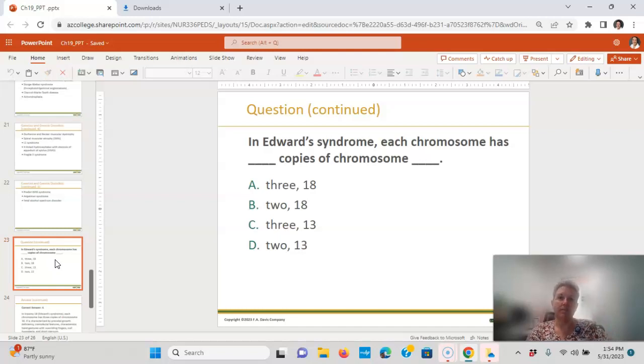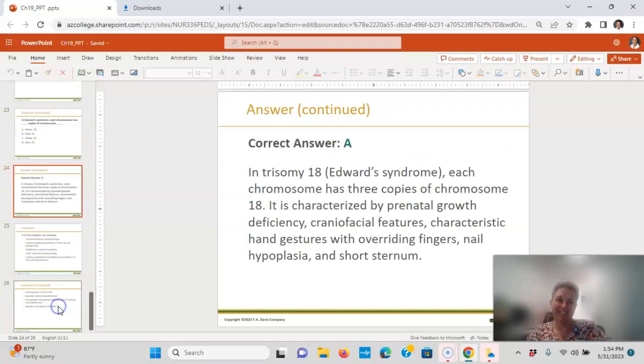In Edwards syndrome, how many copies of a chromosome do they have? What did we say? Was it chromosome 13 or 18? So 18. In trisomy 18, Edwards syndrome, they have 3 copies of chromosome 18. Okay, so that's a typical test question and what it would look like.